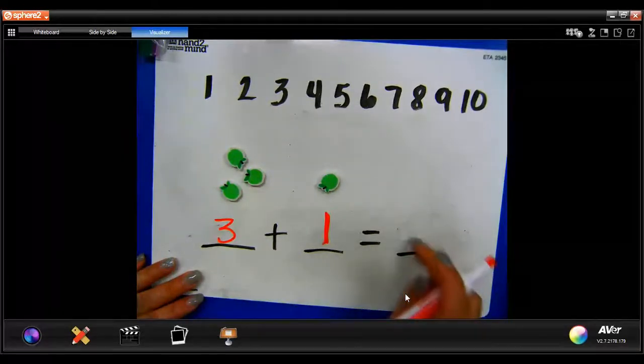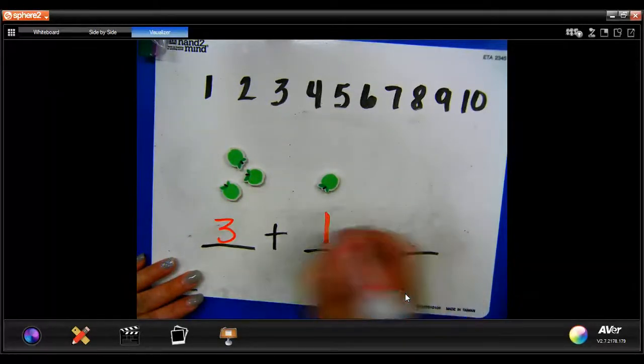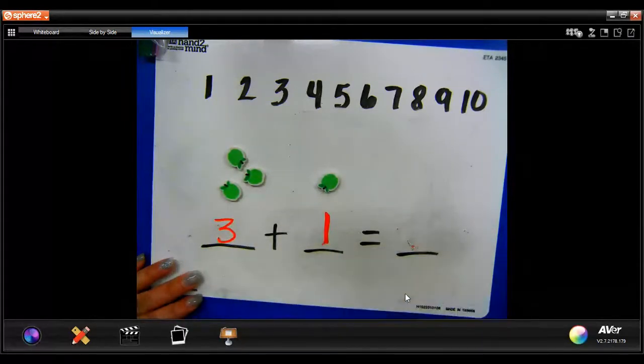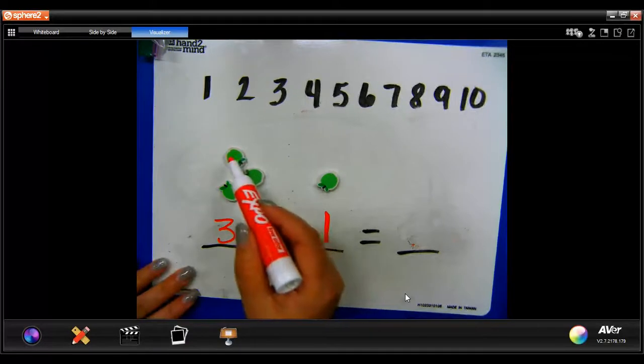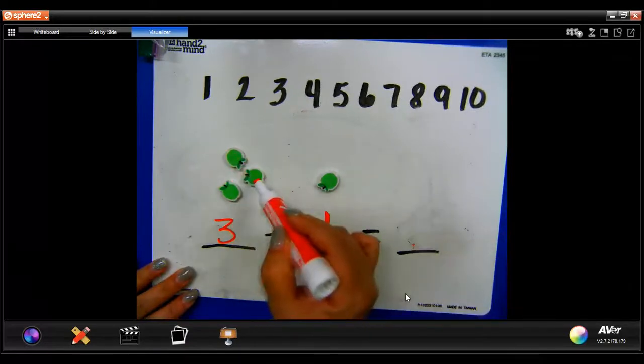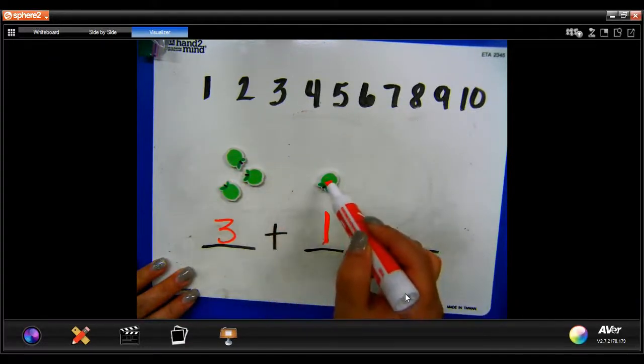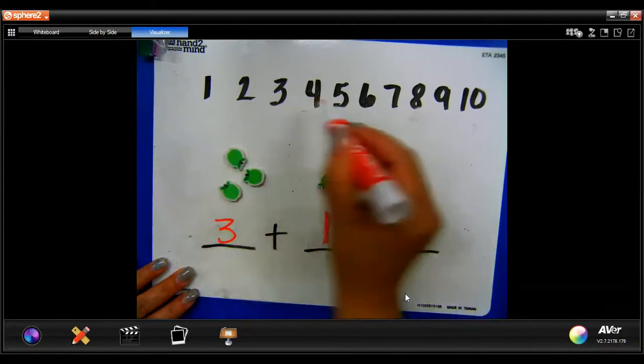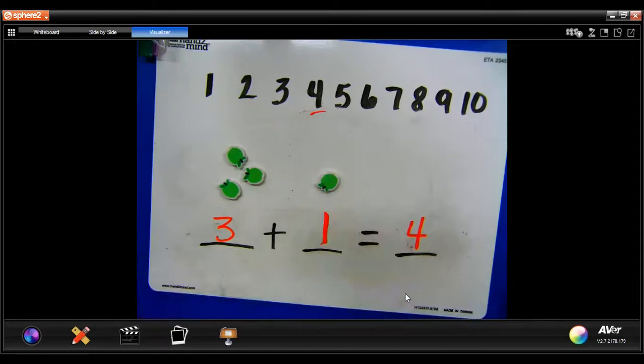Now, in order to get the answer, I have to add all of this and put it here, right? So let's do that. 1, 2, 3, 4. So that's our answer, 4. 1, 2, 3, 4. Okay, that's 4. All right, let's go ahead and read our addition sentence.